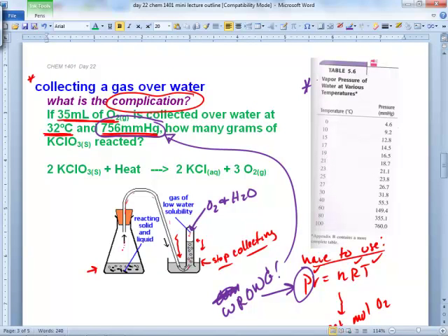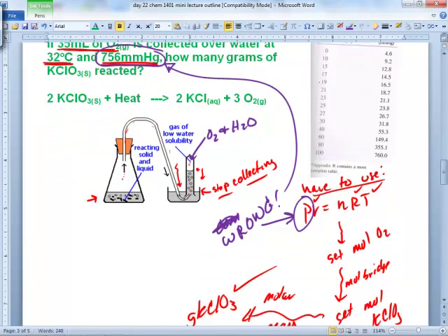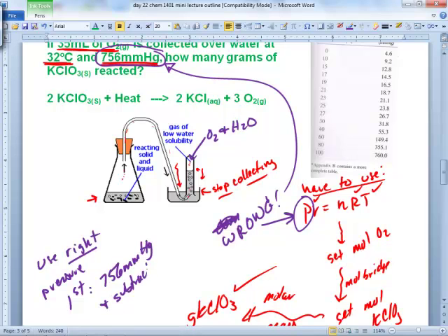So to use the right pressure, or the correct pressure, first, before you do anything, you take your 756 and subtract, from the table, the millimeters of mercury due to water pressure. Water's vapor pressure. And you get it from the table. You just look it up.